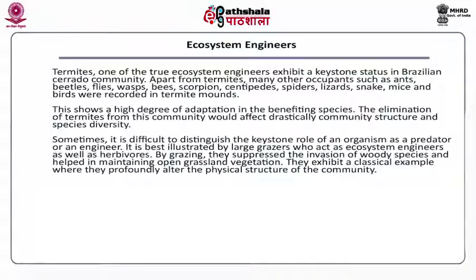Sometimes it is difficult to distinguish the keystone role of an organism as a predator or an engineer. It is best illustrated by large grazers who act as ecosystem engineers as well as herbivores. By grazing, they suppress the invasion of woody species and help in maintaining open grassland vegetation. They exhibit a classical example where they profoundly alter the physical structure of the community.